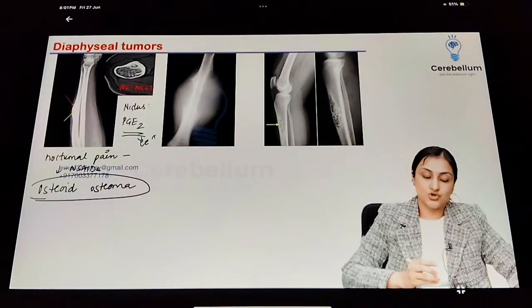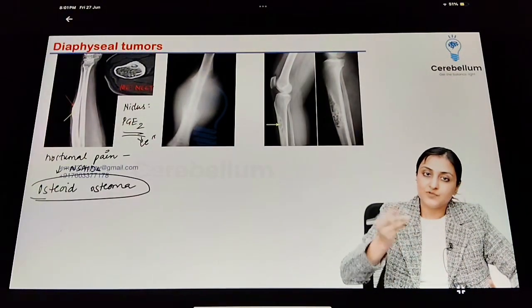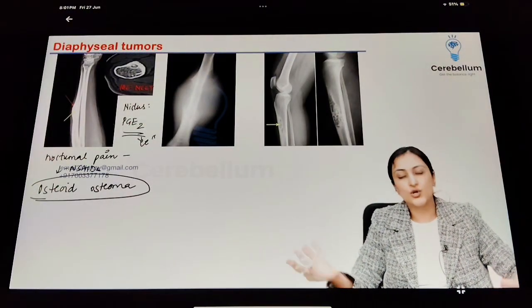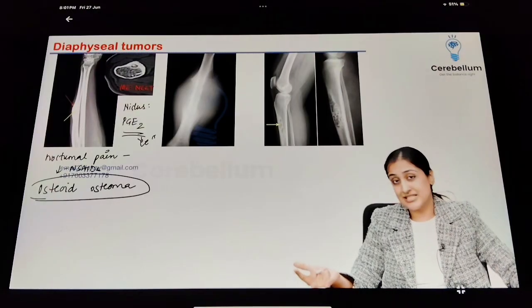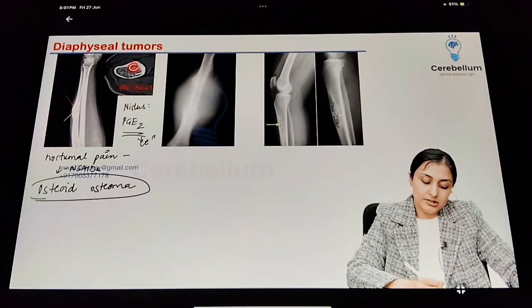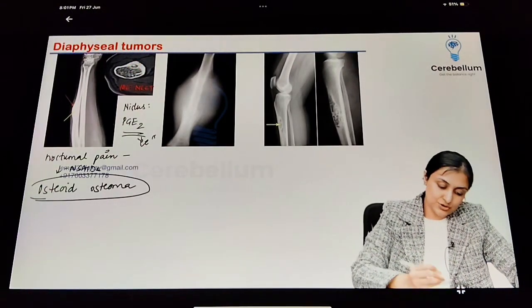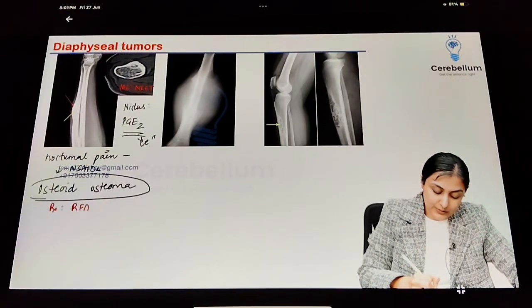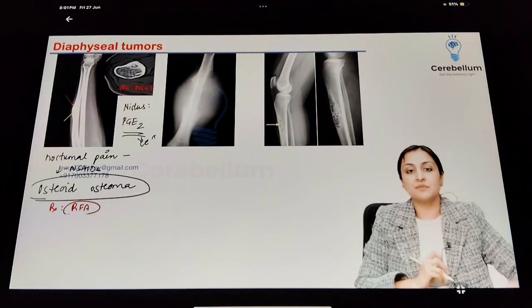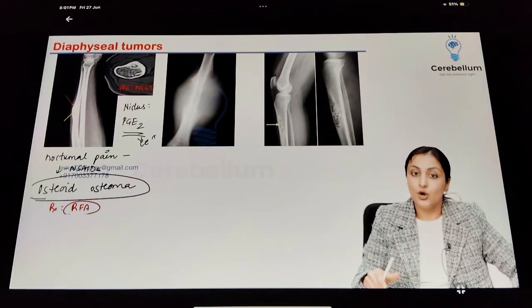So this is osteoid osteoma for you. Unique diagnosis, unique treatment. Now, this is a benign lesion, right? Osteoid osteoma. It is not going to do any harm to you except for the pain. So can I just burn the nidus and not remove the lesion? Yes. So that is why the treatment here is radio frequency ablation. All you do is ablate the nidus. So that is what you need to know from osteoid osteoma.